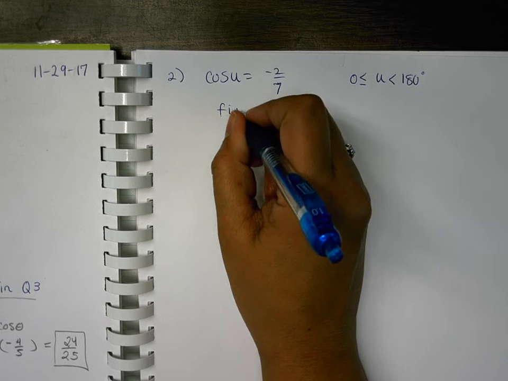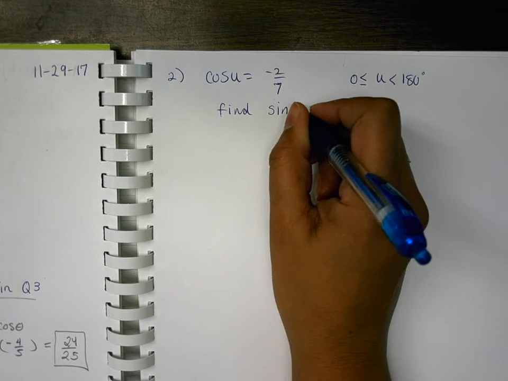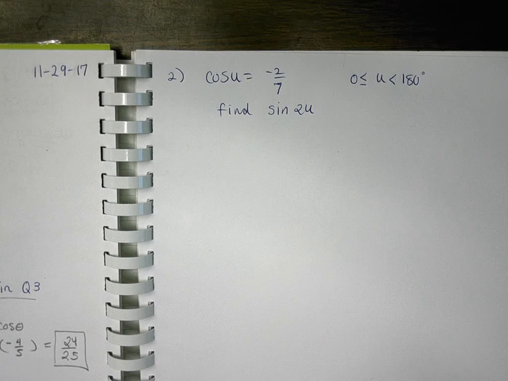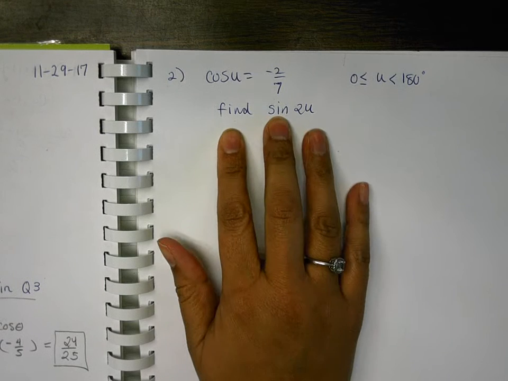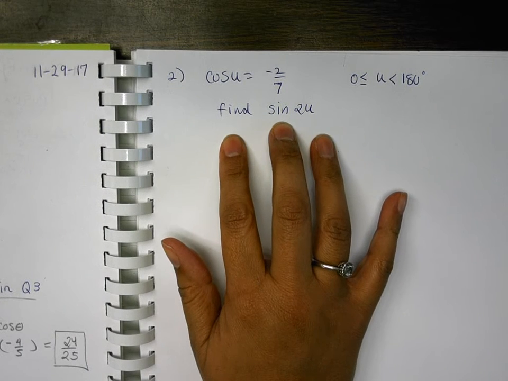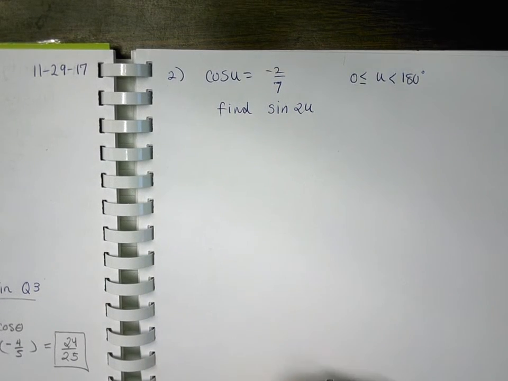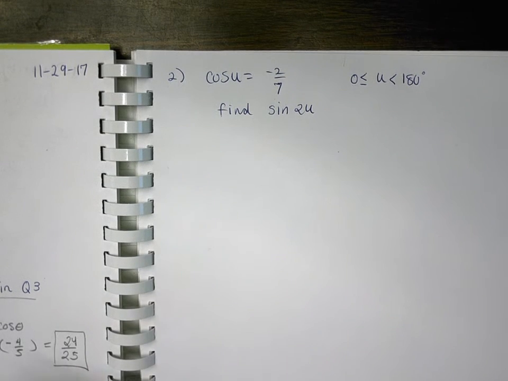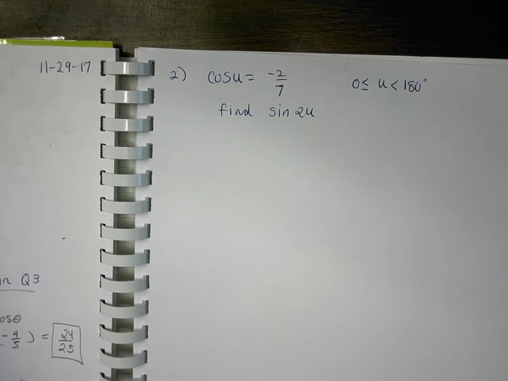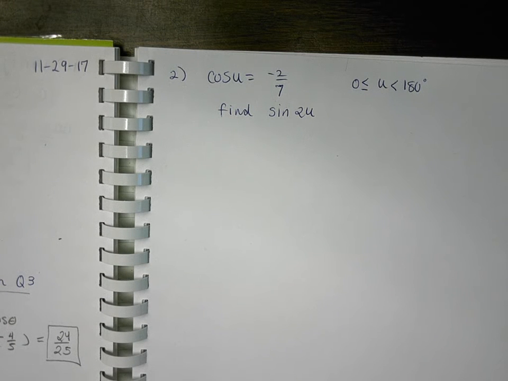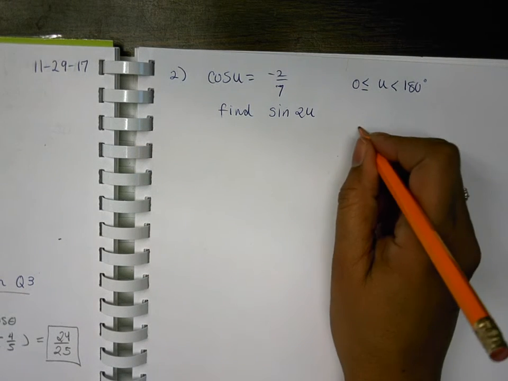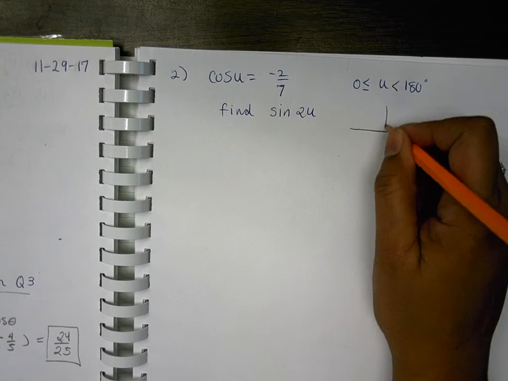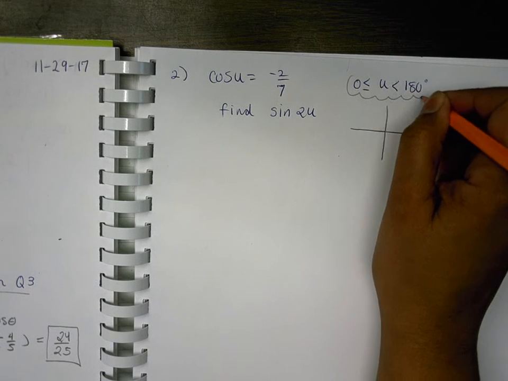Find sine of 2u. Now, on the homework tonight, they'll ask you for sine 2u, cosine 2u, and tangent 2u, but because of time, we're only going to find the sine part of it. Are you guys okay with that? Knowing you still know how to find the cosine and the tangent part, yes? Okay. Draw your picture, just like we did in the last one. Now, the last one, it flat out told us theta was in Q3. This one doesn't flat out tell me, but it does give me the restriction right here. What does this restriction mean?